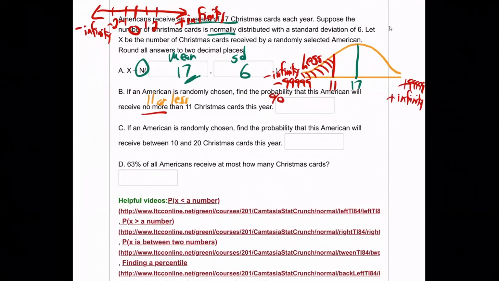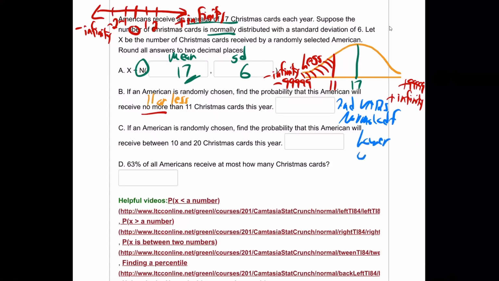Right? If I said, what's the probability of rain today? You'd say like 10% or whatever. It's a percentage. So they're saying, find the probability. They're asking for a probability, which is a percentage. Okay, so that means I'm going to do normal CDF. So you're going to go second, vars, normal CDF. Okay, and when you do normal CDF, it says lower, upper, mean, and standard deviation. Or it has mu and sigma, and those are the mean and standard deviation.